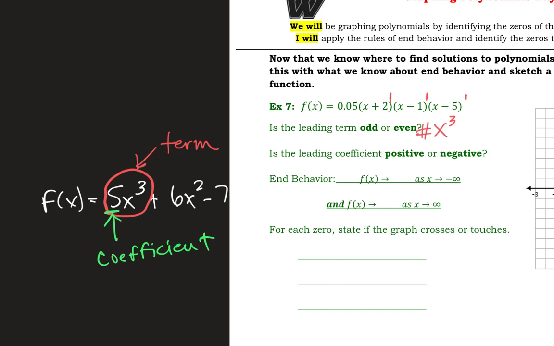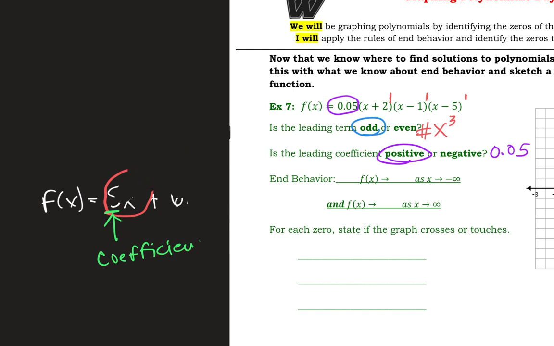Now, is that exponent odd or even? It's odd, right? So I want you to go ahead and circle odd. And then the leading coefficient, and this is the way it's going to be formatted on your test, is this number up in front, 0.05. Is this positive or negative? It's positive, right? All right, so I want you to think back to end behavior now.